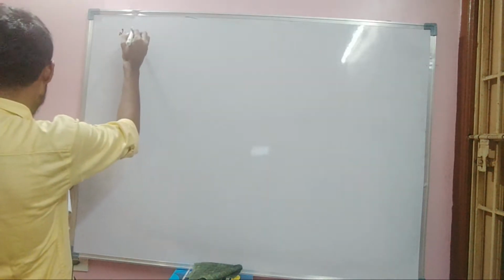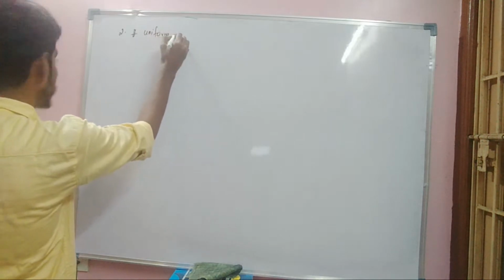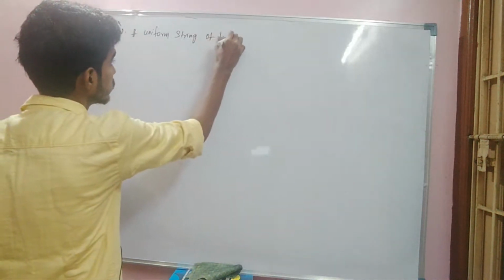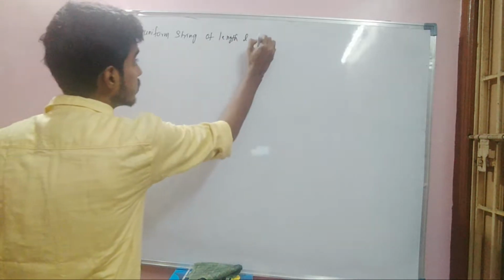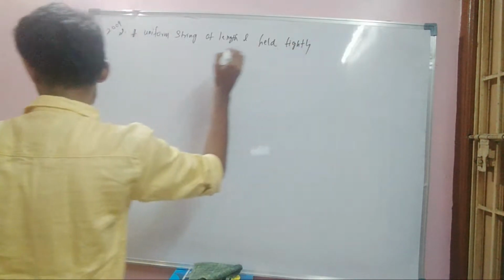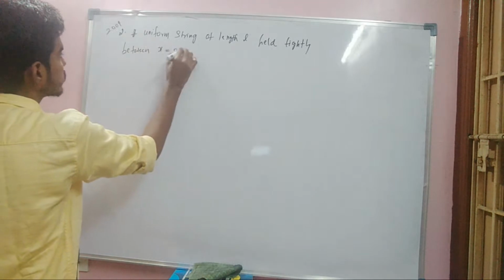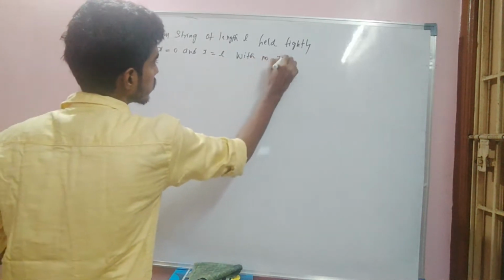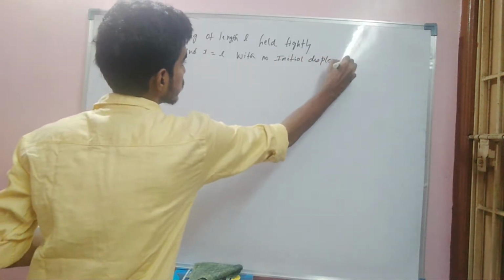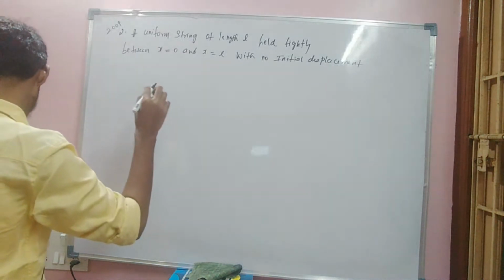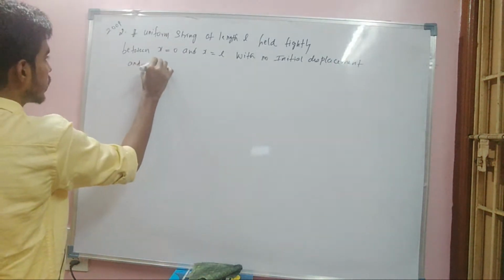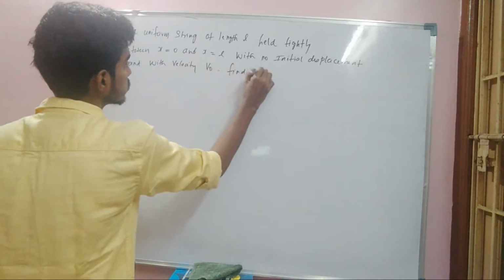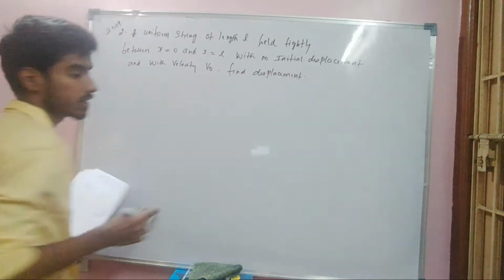The second problem overall in wave equation, this is 2004. A uniform string of length L held tightly between x equal to 0 and x equal to L with no initial displacement, and with velocity v0, find the displacement. So this is the problem now.